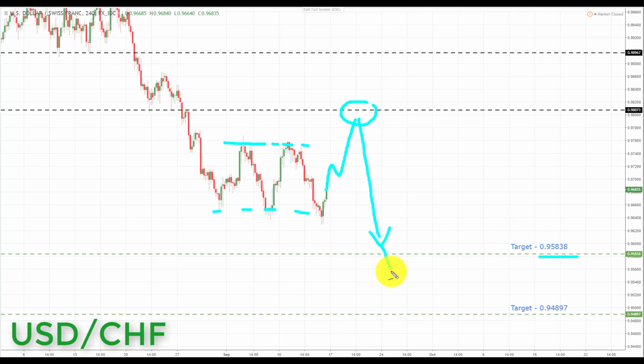0.95838. And if we can get a breakthrough here, we're going to be looking down towards the next key area of support to the downside and target 2 at the 0.94897.